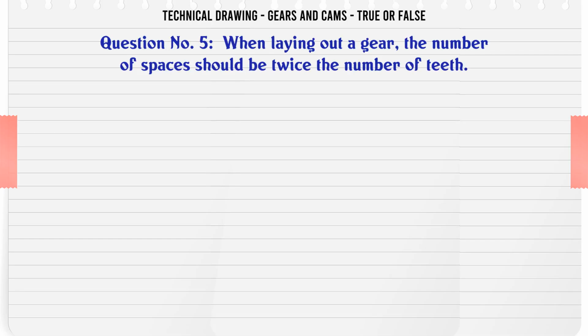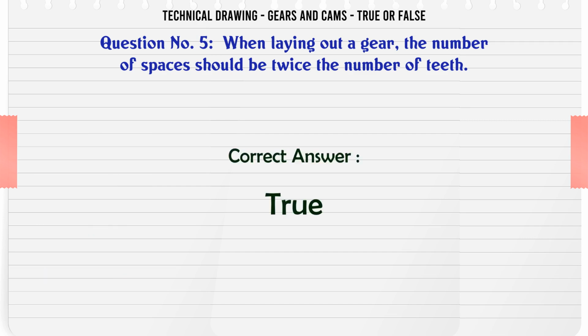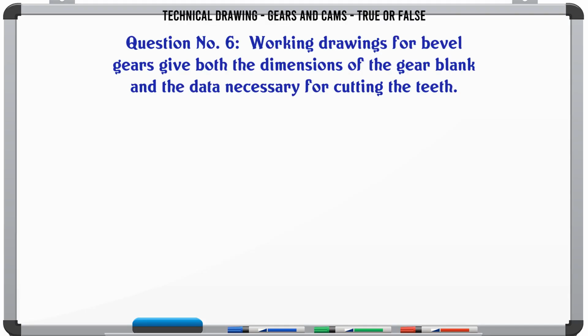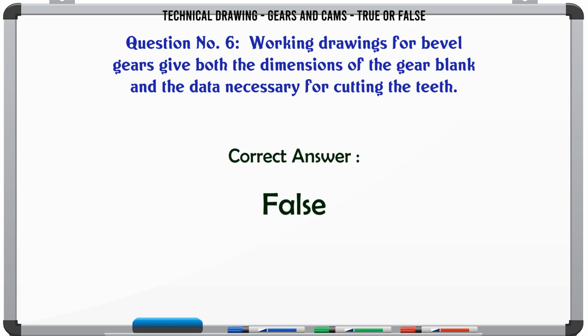When laying out a gear, the number of spaces should be twice the number of teeth. A. True. B. False. The correct answer is true. Working drawings for bevel gears give both the dimensions of the gear blank and the data necessary for cutting the teeth. A. True. B. False. The correct answer is false.